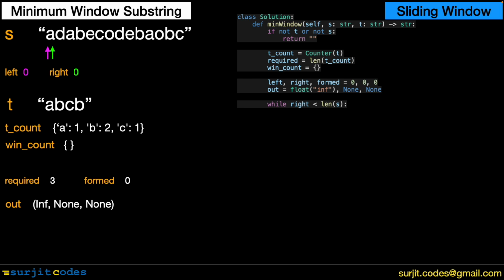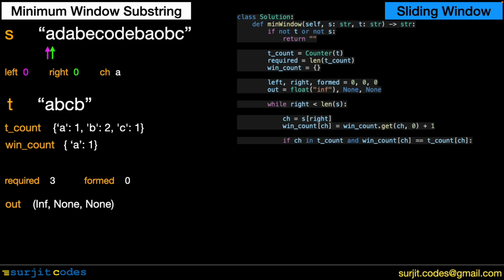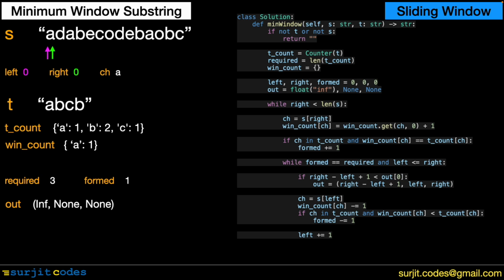Next, we start a loop on right and iterate over string S. ch is the character at right. When right is 0, ch is A. The count of A in the winCount dictionary is increased by 1, so the count of A becomes 1. Character A is also present in tcount and its count is the same in both dictionaries. So formed is increased by 1. As formed is not equal to required, the while loop is skipped. Right is increased by 1 and the next iteration of the outer loop now starts.